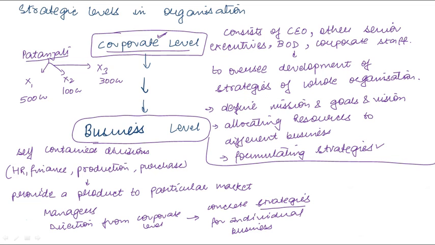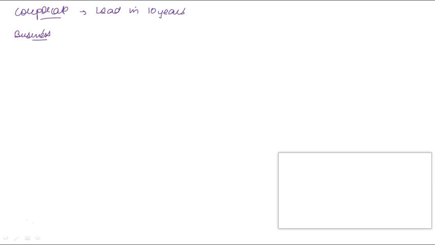Now they are going to make the strategies for individual business. So what does the corporate level say? Let us suppose the corporate level has said that you want to be a global leader, you want to lead the industry in 10 years. Now the business level is going to decide how we are going to do it.